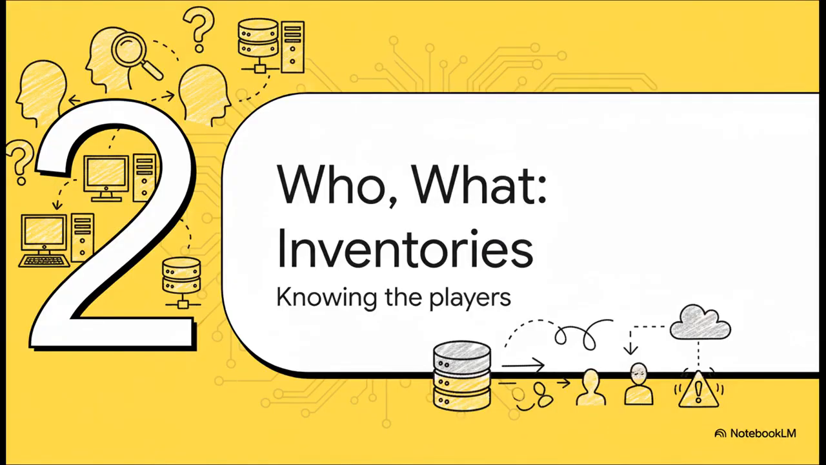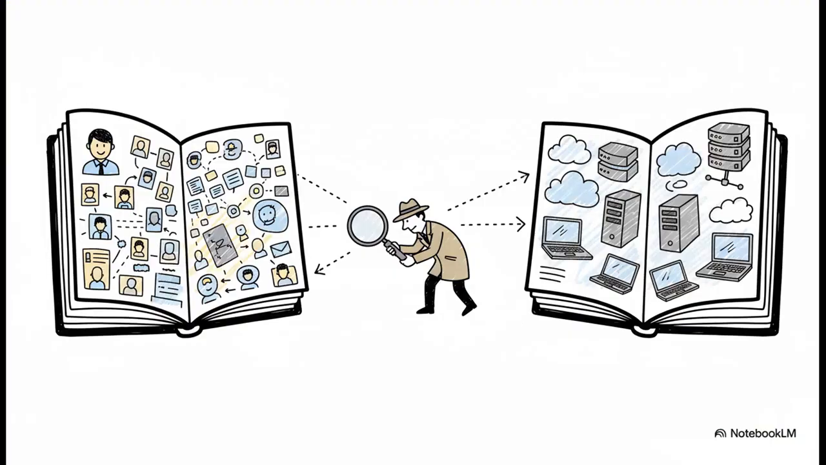So, before an analyst can even begin to judge whether this activity is good or bad, they have to gather the basic facts. They need to know who and what are involved in this situation. The very first step is to consult two absolutely crucial catalogs. On one side, you have the identity inventory that tells you everything about the people. On the other, the asset inventory, which covers all the machines. Think of these as the fundamental building blocks. Without them, you're basically just guessing.